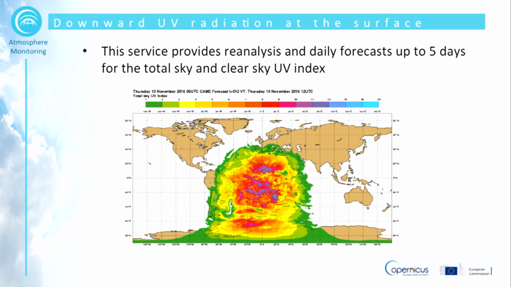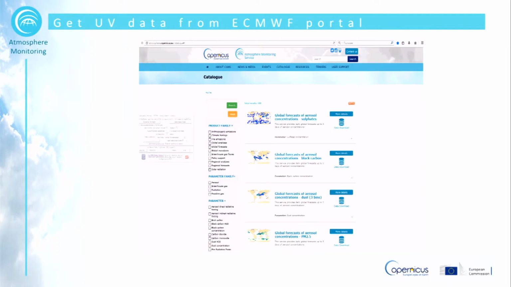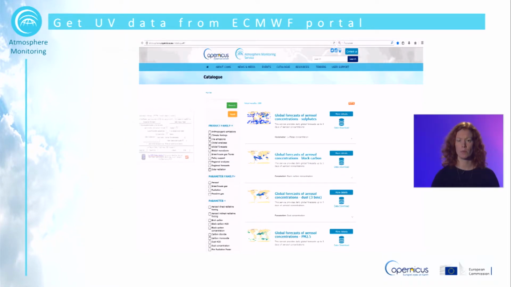The actual UV radiation forecast is not available at the moment. It will be in the near future. But in the meantime, what we are going to show you today is how to process the UV data archive. Download the UV forecast data from the Copernicus CAMS website.